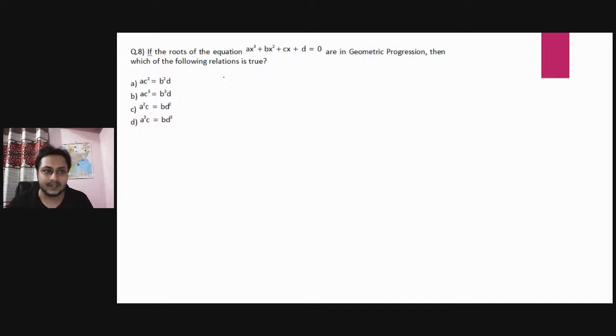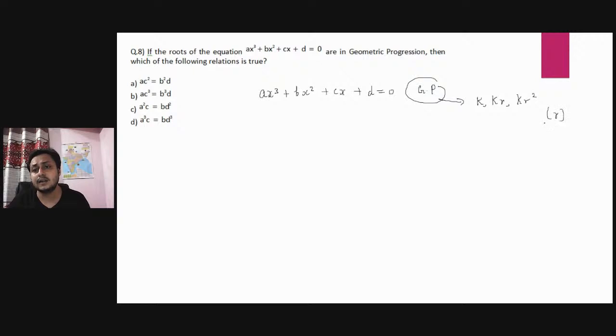Now come to this question, a little bit traditional type question. If the roots of the equation, that is ax cube plus bx square plus cx plus d equals to 0, are in GP, then which of the following relation is true? So roots are in GP, so assume the roots as k, kr, kr square, right? So here common ratio is r.